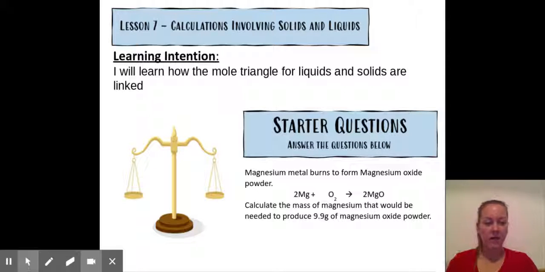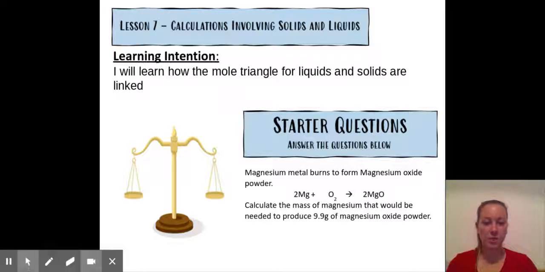As always, we have some starter questions. Magnesium metal burns to form magnesium oxide powder. You have an equation here, which happens to be balanced already for you. And the question is to calculate the mass of magnesium that would be needed to produce 9.9 grams of magnesium oxide powder. So from last lesson, remember we have to balance the equation, that's done for us.